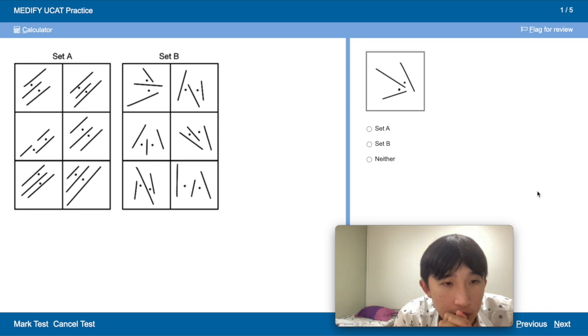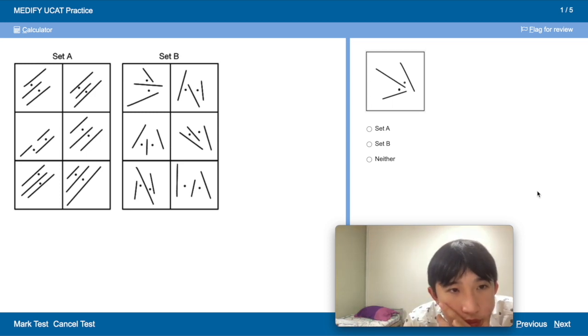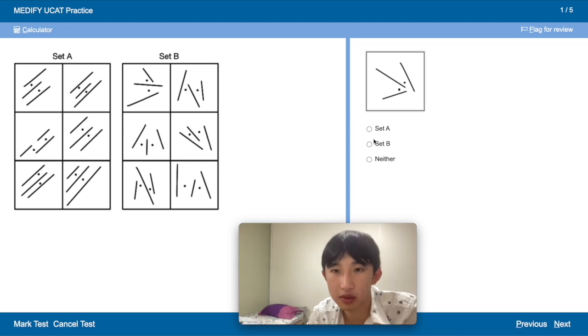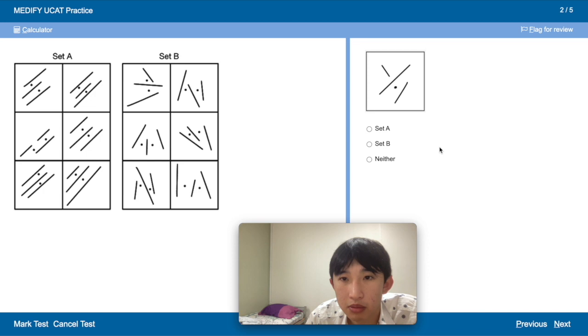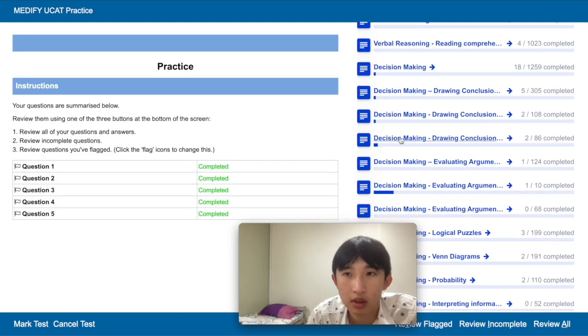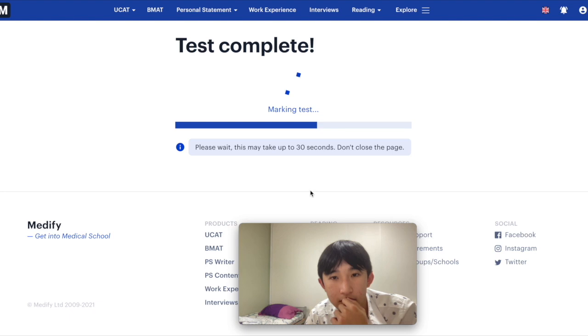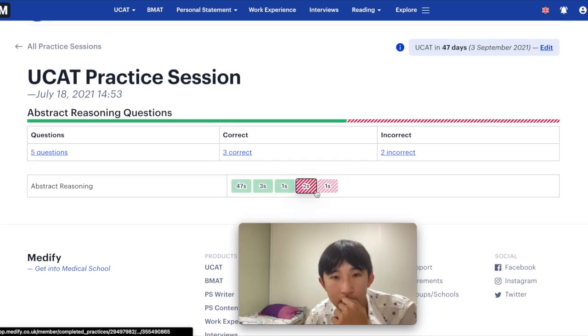Okay. Seems like set A is just parallel with two dots, and set B is non-parallel with two dots. Neither. Parallel. Oh, okay. I just included one set. Hopefully, it's four marks. Huh?